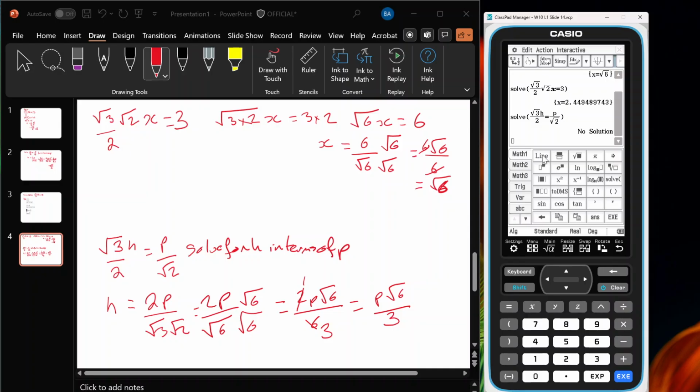Okay, I'm going to go execute, and it's told me no solution. Now, that's because it's got two variables in it. So the mistake I made there, and I just forgot, so I'm going to duplicate that. Now I have to tell it what I want it to solve for. So I'm going to do a comma at the end here, and I'm going to type H because I want it to solve for H, and now I'm going to execute, and it's given us the same answer as this, p square root of 6 over 3.